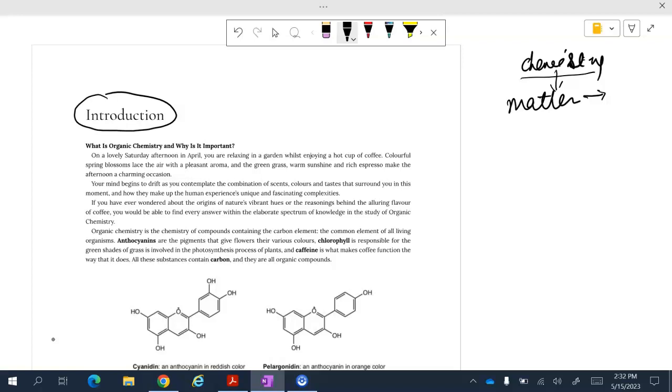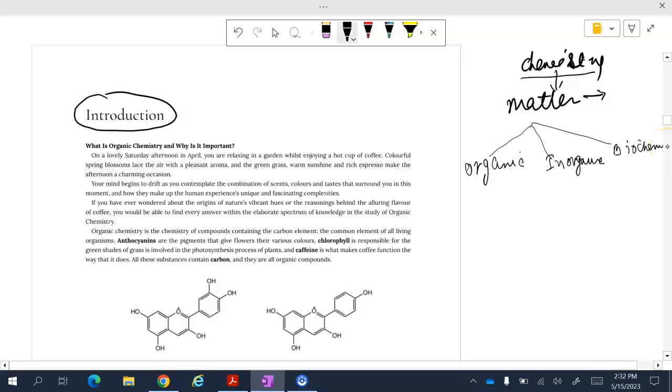And chemistry is a very vast course. So in order to make it convenient to study, the scientists have divided chemistry into various branches. One way of classifying chemistry is into three main branches. One we call organic chemistry, second one we call inorganic chemistry, and third one is biochemistry. And organic chemistry we can define as the branch of chemistry in which we study the carbon compounds.